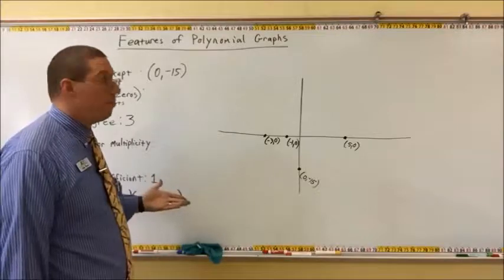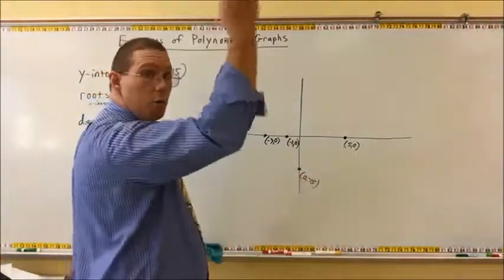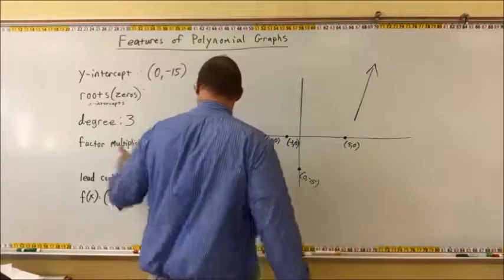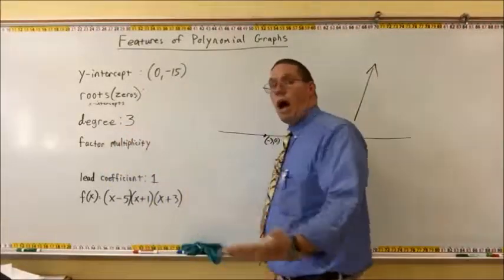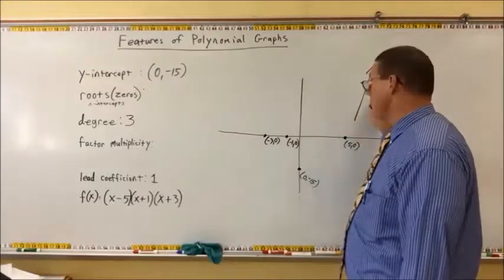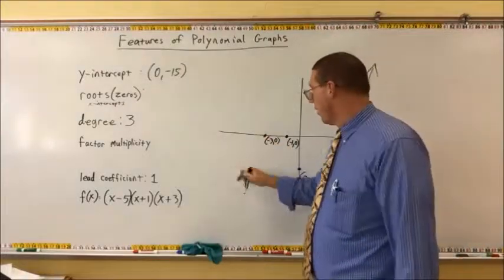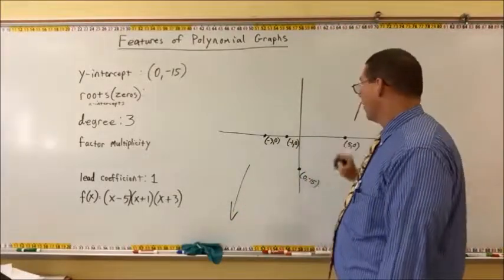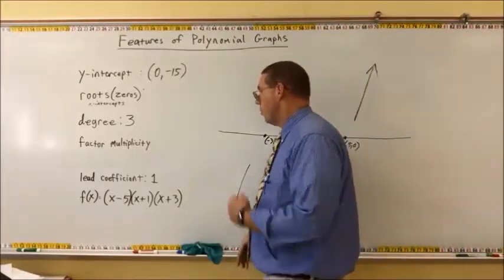Now that we've got our points plotted, our lead coefficient is 1. That's a positive number. That means the right side goes up, right? So we've got an up arrow. The degree is 3. That's odd. That means that the left side is opposite of the right side. The right side goes up, so the left side goes down. There we go.